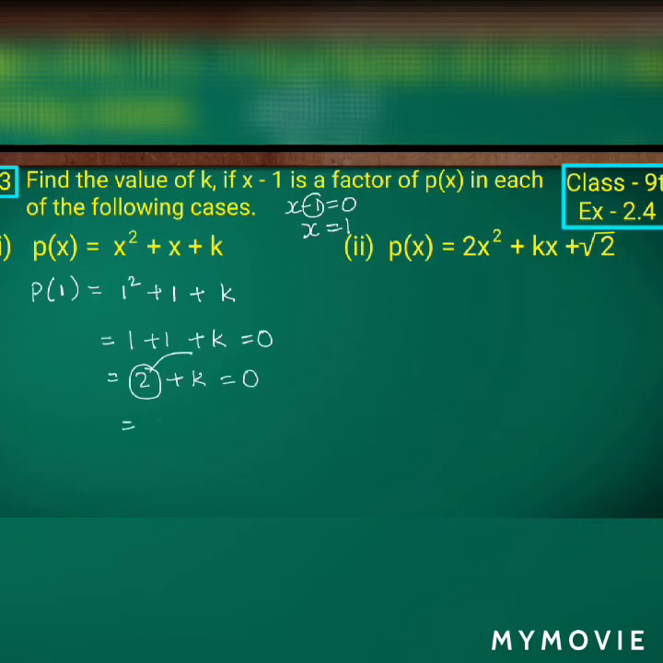If 2 goes to RHS, it will become minus. That is, plus will become minus. So k is equal to minus 2. This is how we have to find the value of k.